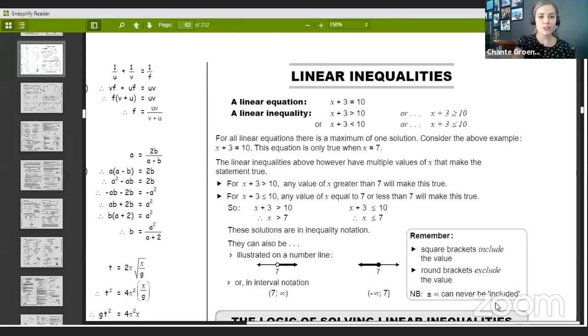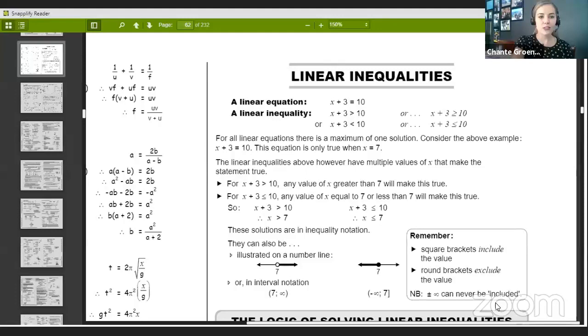For all linear equations, there is a maximum of one solution. Remember yesterday, I'm just recapping a bit, instead of saying solve x plus 3 is equal to 10, we said can x plus 3 be equal to 10? And the answer would be yes, if x is equal to 7. But what changes with linear inequalities is that x can be greater than 7, or equal to or less than 7. So there can be more than one answer.